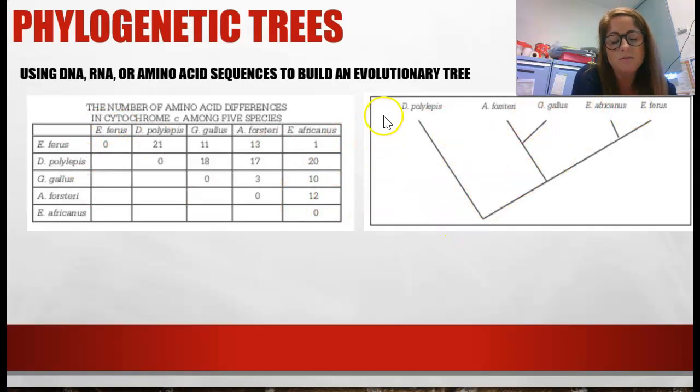You might not have to build one, but you should be able to interpret one. They could give you something like this and then show you 4 different trees and ask you which one would be correct. And so just understanding you're always looking for the ones that are the most different, put them furthest apart, and then work from there.